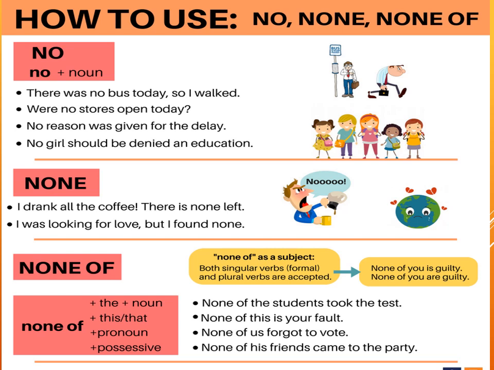None of his friends. His again is a possessive determiner, because his tells about the possession or the belonging of the noun friends there. So "none of" sits before the possessive determiner his. So these are the places where you use "none of." Hope you understood, students.